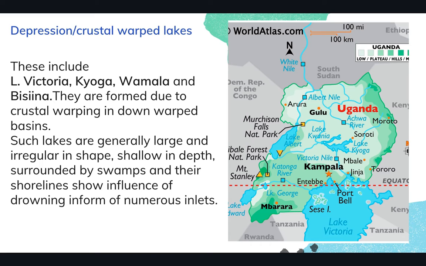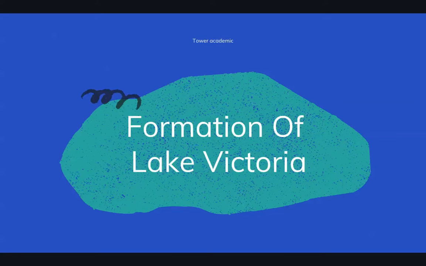So we are saying these are formed by crustal warping in downwarped basins, where forces of warping act on a certain area, forcing either side to move up, and that is upwarping, where they raise up, and then the central bit is left down, which we call downwarping, which later leads to the basin formation, which is filled by water to form a lake. One of the largest lakes here is Lake Victoria, and it is formed due to crustal warping. And then Kyoga, and then Wamala.